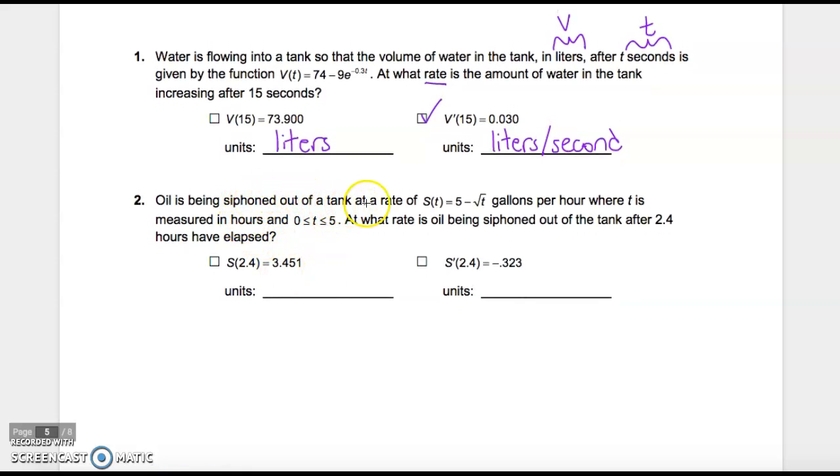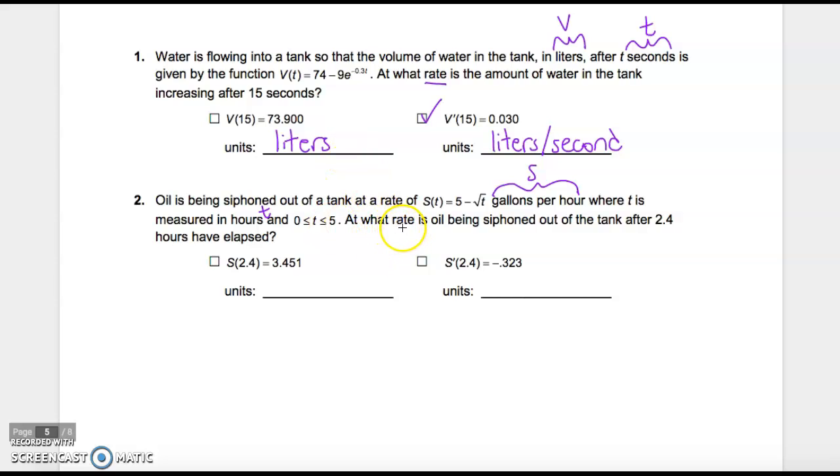Oil is being siphoned out of a tank at a rate of S of T equals 5 minus square root of T gallons per hour. So this is S, where T is measured in hours. So that's T, from 0 to 5. So at what rate is oil being siphoned out of the tank after 2.4 hours have elapsed?